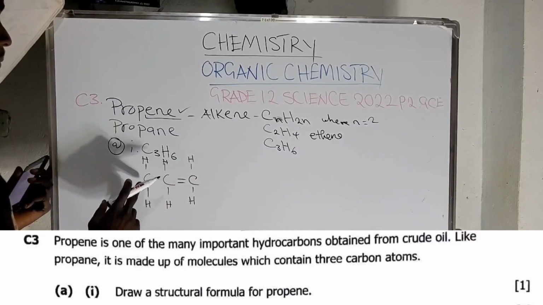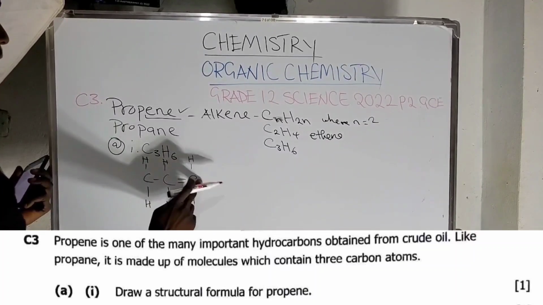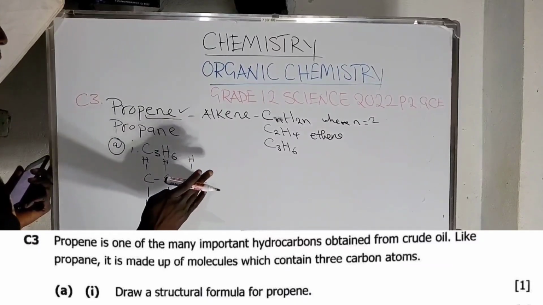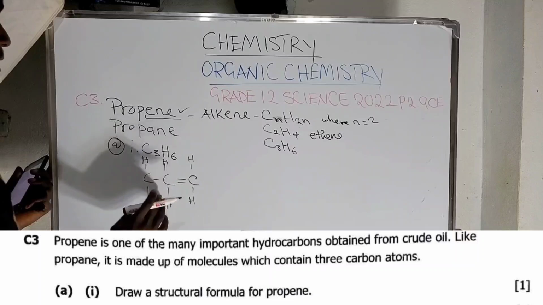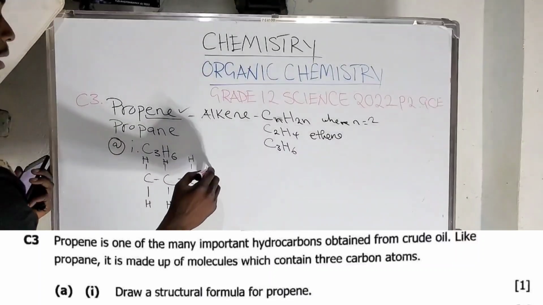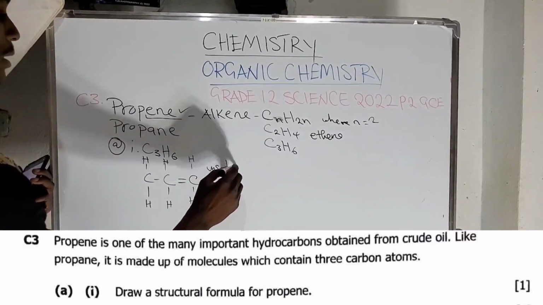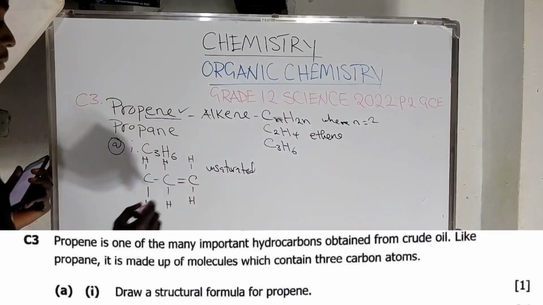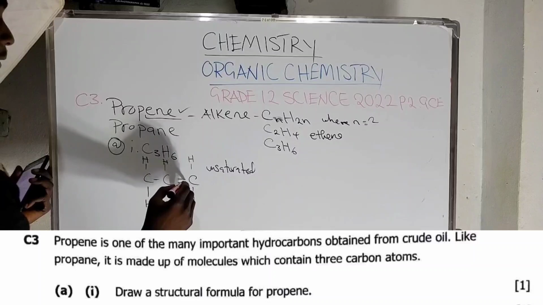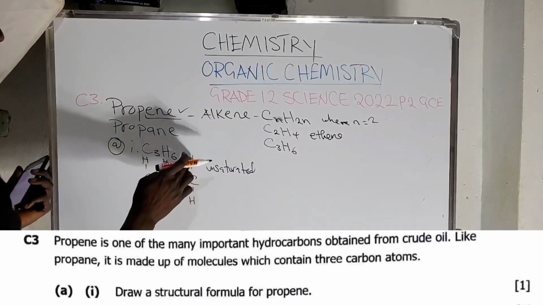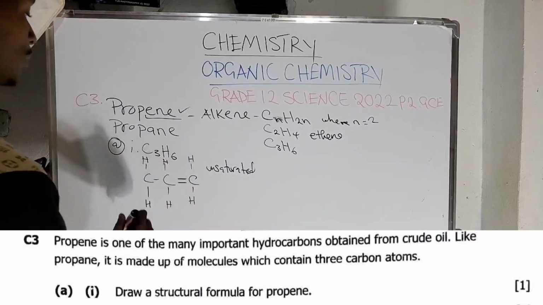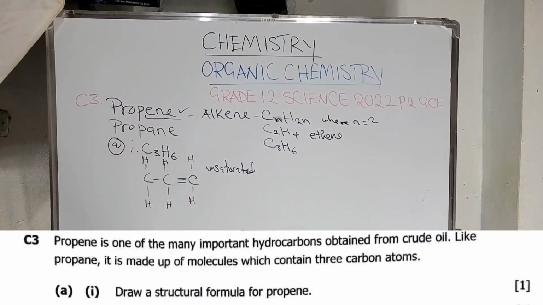If you've noticed, this side we don't have hydrogen. Even this side we don't have hydrogen. So that's what makes this an unsaturated hydrocarbon, because of the double bond here and the number of hydrogen atoms, they don't completely surround the carbon atom. So this is the structure formula. Next question, which is question 2.